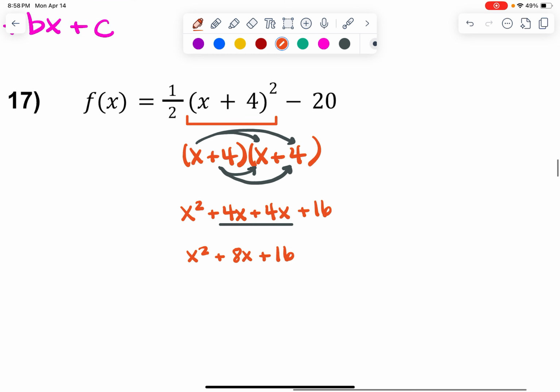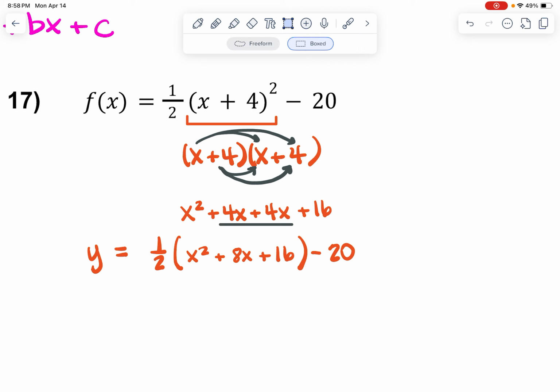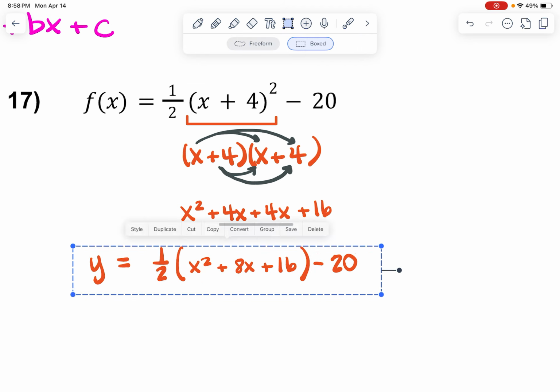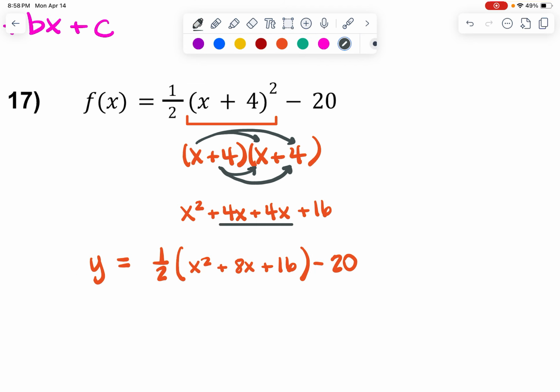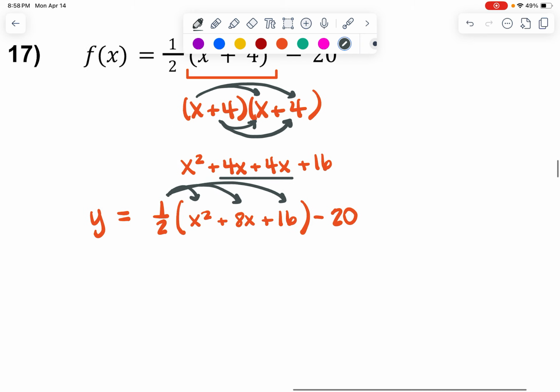But that's just the binomial, right? You still have to bring down the 1/2 multiplier that's in front of all of that, and then the minus 20. And now we need to distribute again, right? Because now we have another set of parentheses because of the 1/2 multiplier. So everybody inside the parentheses needs to get multiplied by 1/2.